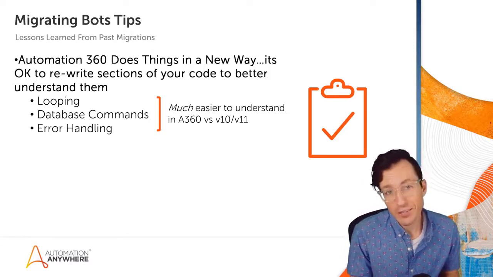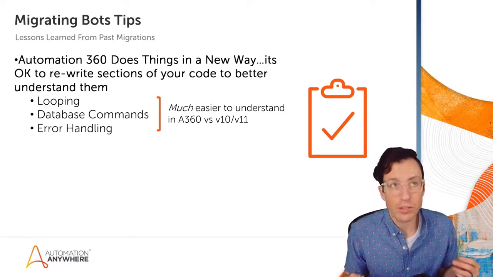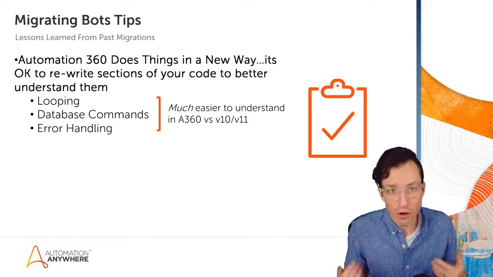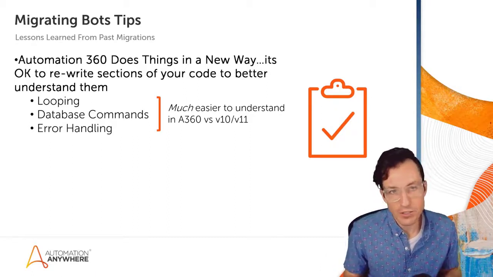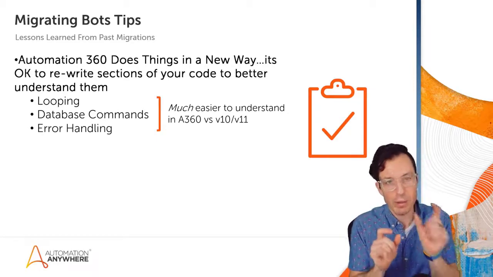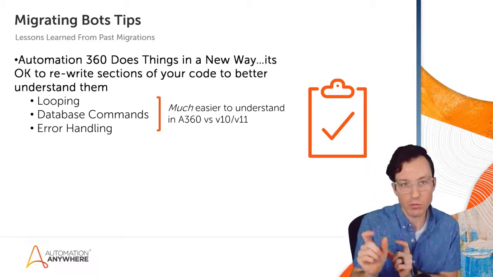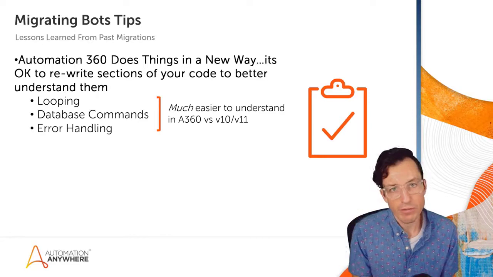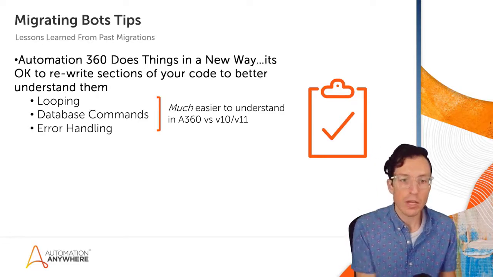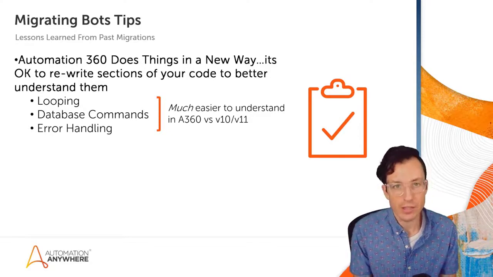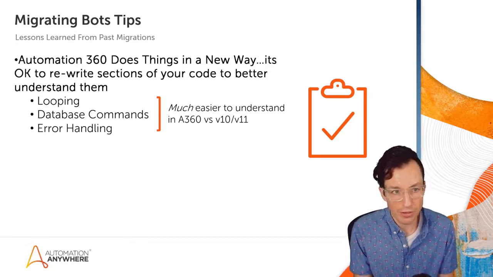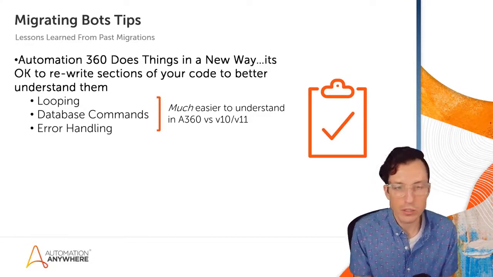Looping through Excel, let's be honest, was not the most elegant process in the world. You had to use some Excel system variables, and it was based on a column number and then also a row number, and it got a little bit confusing at times, let's be honest. So looping in Automation 360 is significantly easier than it was in version 10 and version 11. And that's extended beyond just Excel.